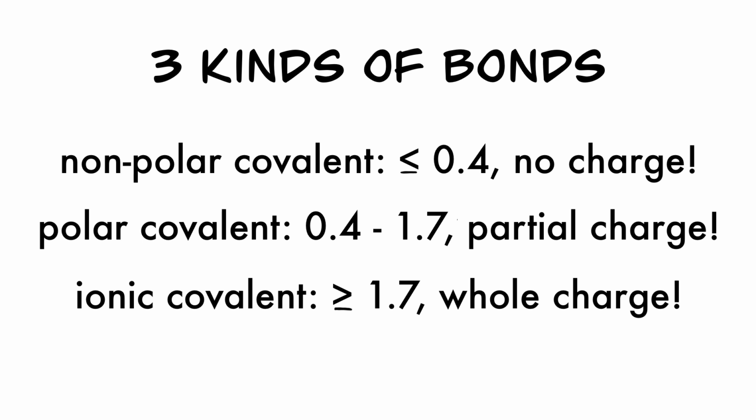You have polar covalent bonds, which is between 0.4 and 1.7 electronegativity difference. It means that one element is taking a little bit more of the electrons compared to another, so it's called a partial charge between the different elements. And then you have ionic bonds, in which one element gives an electron to another, with a difference greater than or equal to 1.7. Between the different elements, one is wholly charged positively and the other one is wholly charged negatively.